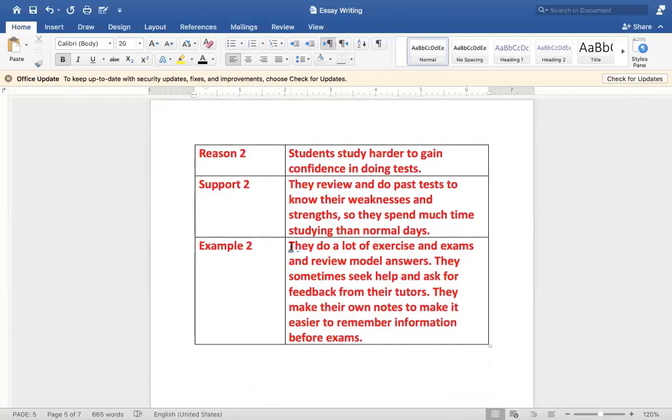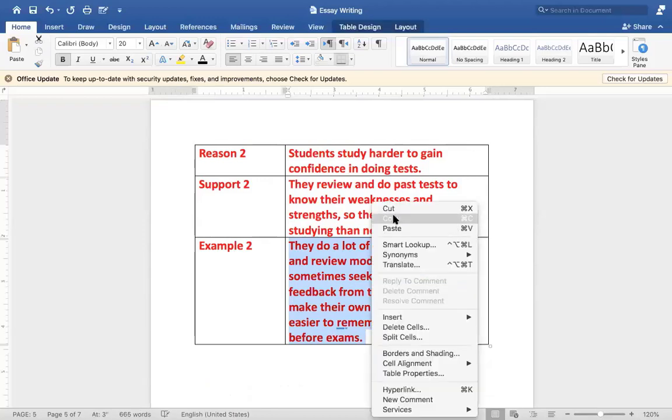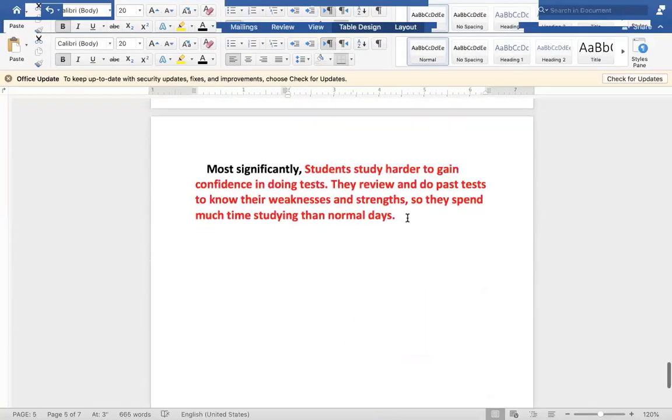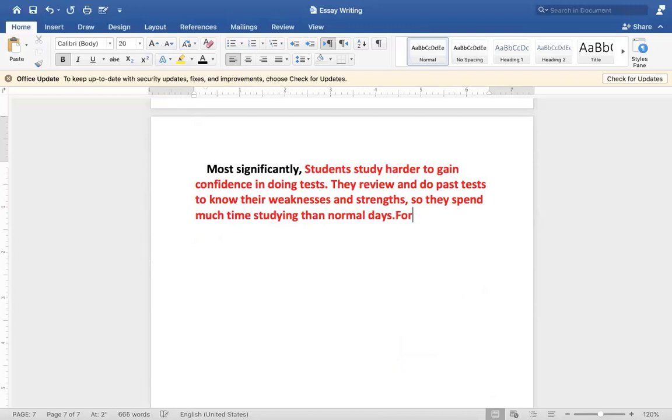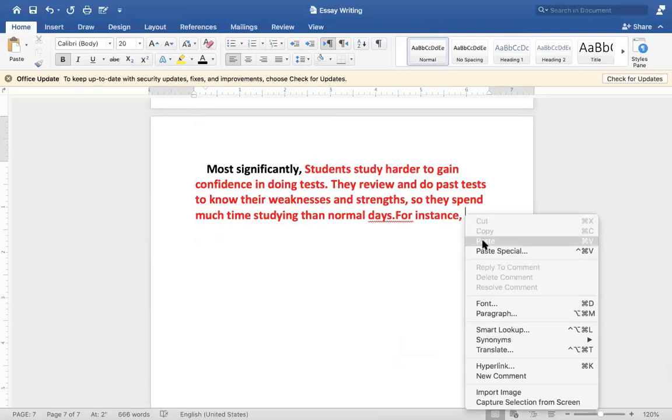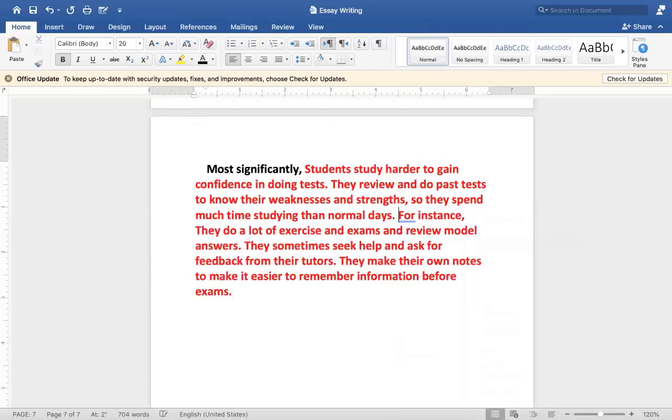This is supposedly the example. How can I write an example? I can change it to, for example, for instance. For instance, and I write down my example, paste. Students study harder to gain confidence in doing tests. This is the transitional signal. They review and do past tests to know their weaknesses and strengths. So they spend much more time studying than on normal days. Instead of saying so, I can say, for example, in other words.